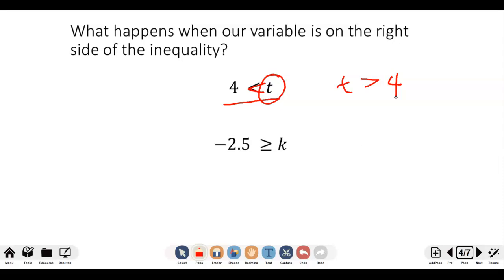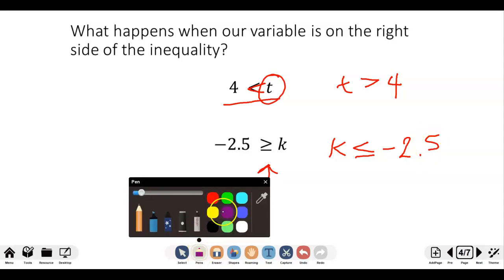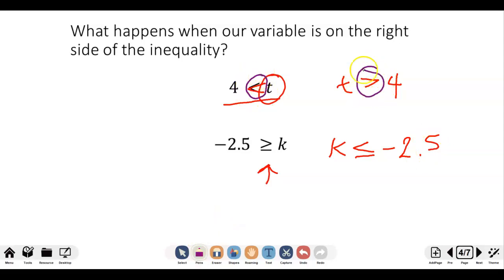Same thing here, we have -2.5 is greater than or equal to k. So we can rewrite this with k at the beginning. Now we know that the mouth is open to the -2.5, so we need to make sure we switch that sign around so that the mouth is still open to the -2.5. So we notice that in the first one here, we had this symbol, and when we flipped it, the sign flipped. And same thing here. We had greater than or equal to, and then we turn that to less than or equal to.